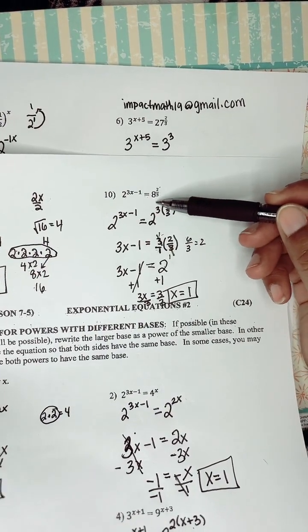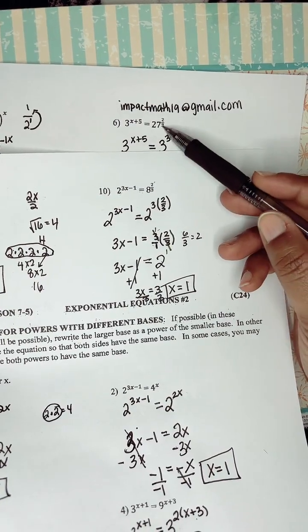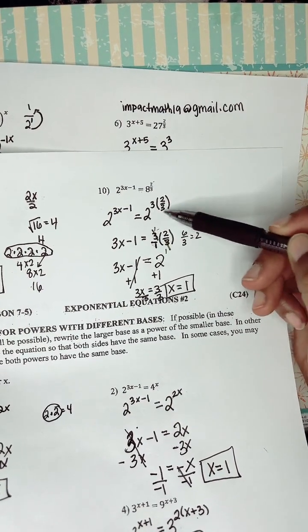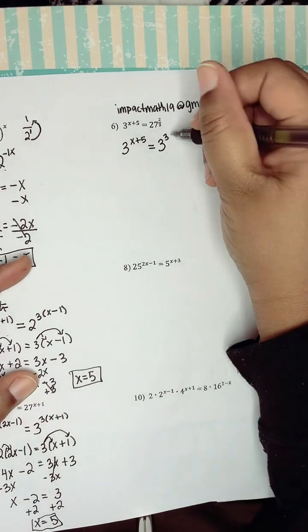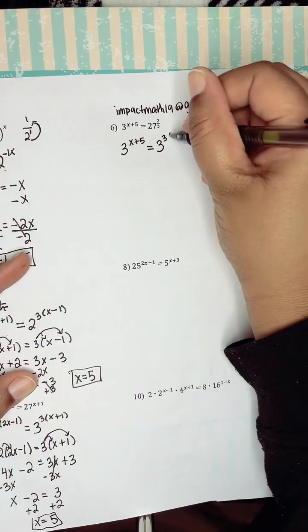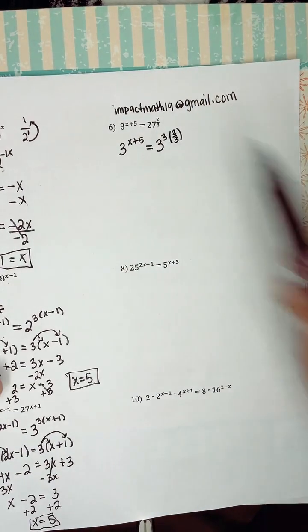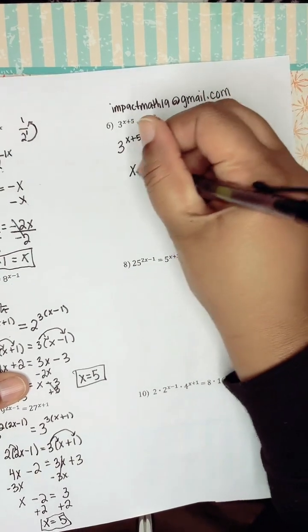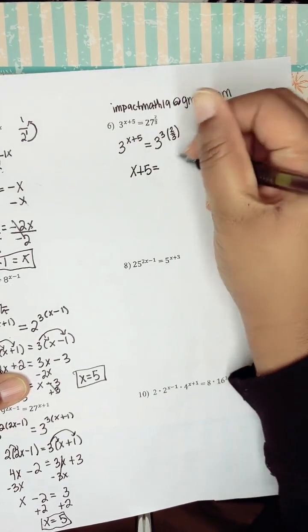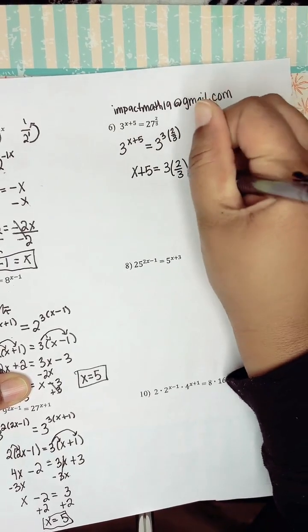If you were here from the beginning or midway, remember we saw this 2/3. It's not going to scare us anymore because we know it's going to happen, right? So it's 3 to the 3rd times 2/3. We have the same base, so we have x plus 5 equals 3 times 2/3.